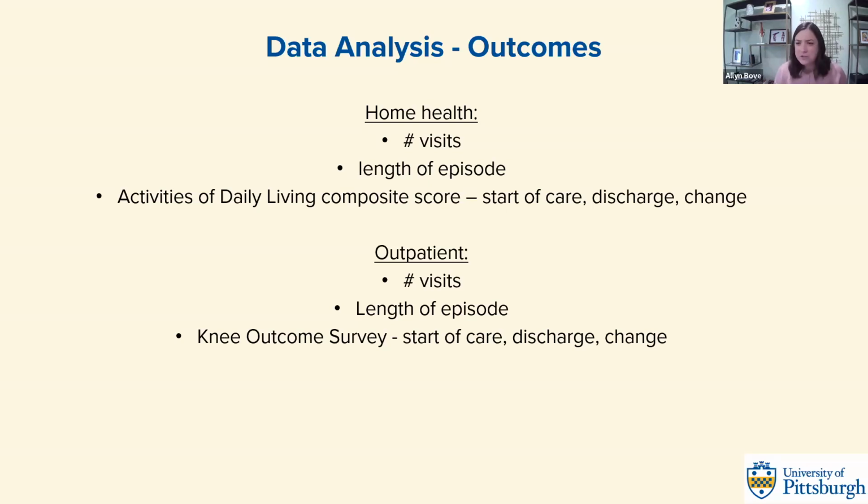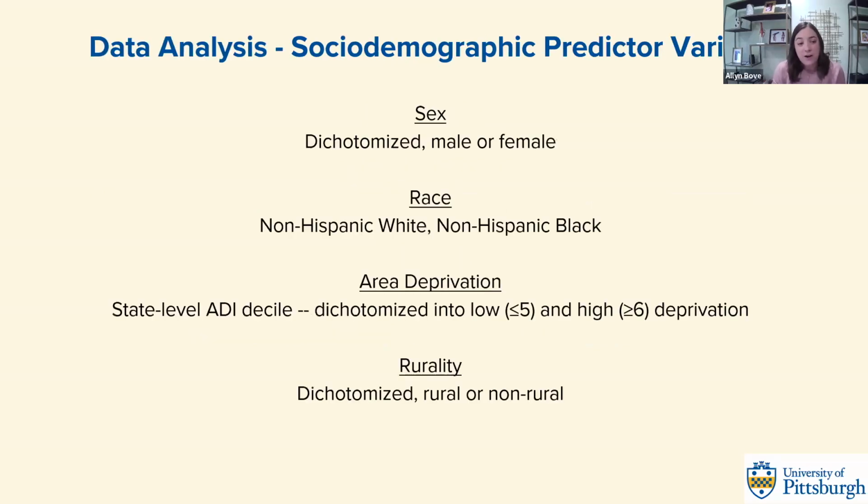Other health systems might use different measures of function. In UPMC, we use the NEAT outcome survey, which is a 0 to 100 scale, patient reported, where higher numbers are indicating better knee-related physical function. Our 4 main sociodemographic predictor variables were sex, race, area deprivation, and rural residence. Because our service area of UPMC has fairly limited racial and ethnic diversity, we only examined non-Hispanic white and non-Hispanic Black race because we did not have enough patients of other races and ethnicities to make any significant or convincing conclusions.